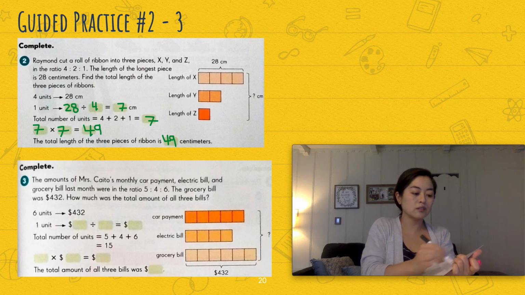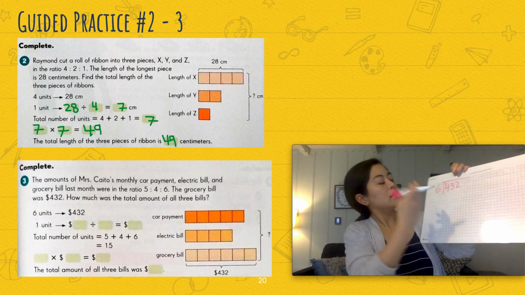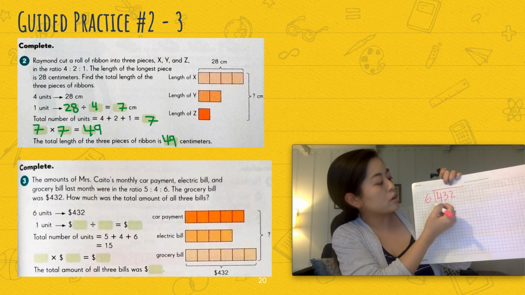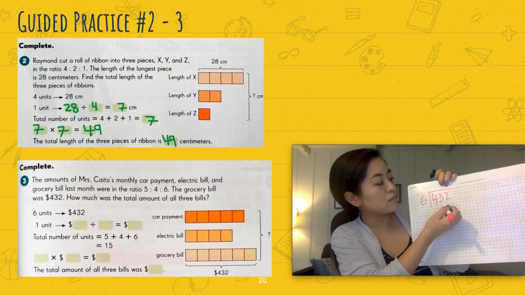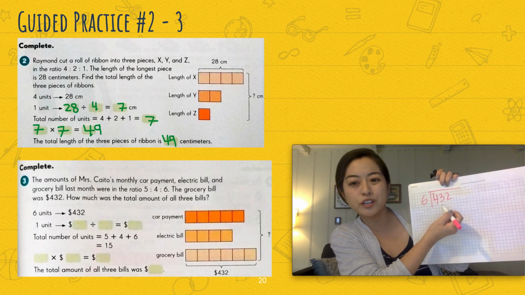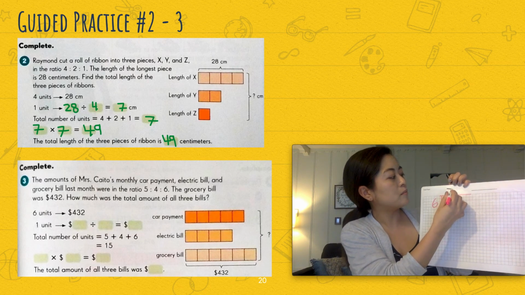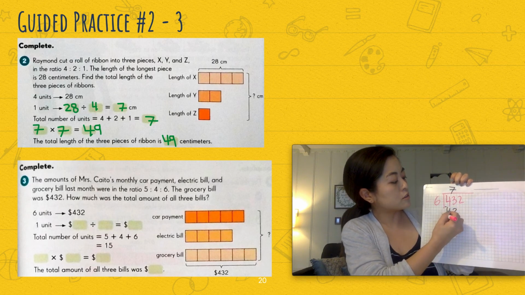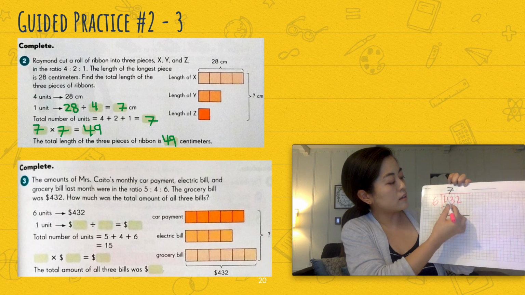432 divided by 6. Okay? So, 6 times 4, no. 6 times something, can it give you 43 or close to 43? Yeah, 7. 6 times 7 is 42. I'm going to subtract it over here. 1, that's a 0. I'm going to bring down the 2.